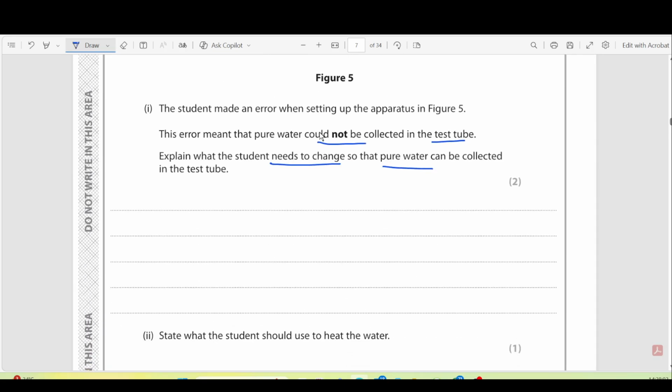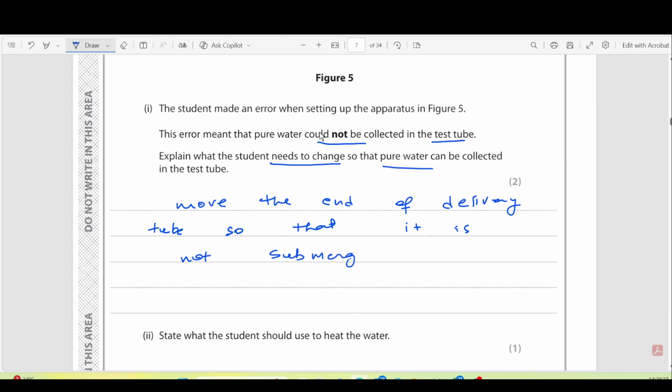The student needs to move the end of the delivery tube so that it is not submerged in the water being collected.